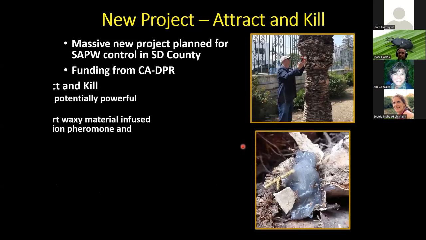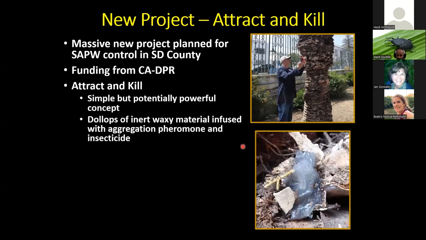Okay, so right now we have a new project running. We got a big grant from the California Department of Pesticide Regulation. We are going to be running an attract and kill program in San Diego County to see if we can control weevils without having to spray and treat every palm tree throughout the urban environment. The concept is very simple. This gel material that's in this basically caulking gun, you can squirt out and put onto these palm trees. This is a dead palm tree in Tunisia where we were testing this against South American palm weevil. It has the aggregation pheromone in it, and the weevils are attracted to it.